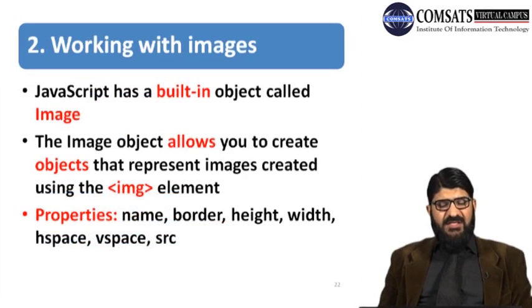The scripting language JavaScript also has a built-in object called Image. The Image object basically allows web page designers to create objects that represent images using the image element, and the normal properties that are assigned with the image tag are name, border, height, width, horizontal space, vertical space, and the source of the image. So these are the properties associated with the image element.